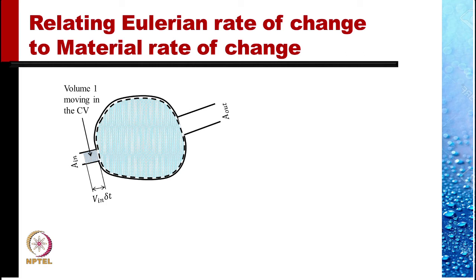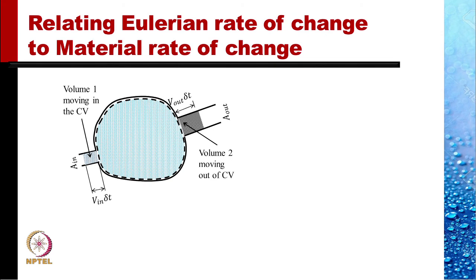Similarly, a quantity would move out at the outlet in association with the fluid that moves out of the control volume. The volume moving out of the control volume would be V out delta T times the area at the outlet, and the property that moves out with this would be rho times eta times V at the outlet times A at the outlet times delta T.